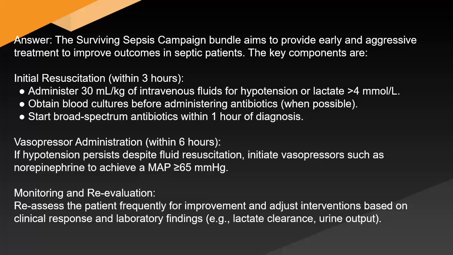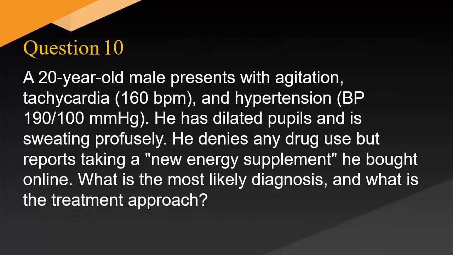Lactate clearance, urine output. A 20-year-old male presents with agitation, tachycardia 160 bpm, and hypertension of BP 109/100 mmHg. He has dilated pupils and is sweating profusely. He denies any drug use but reports taking a new energy supplement he bought online. What is the most likely diagnosis and what is the treatment approach?